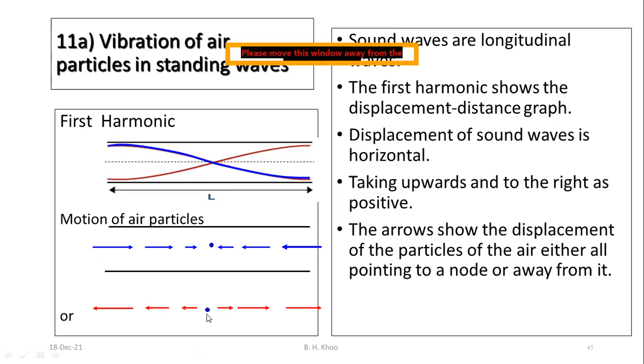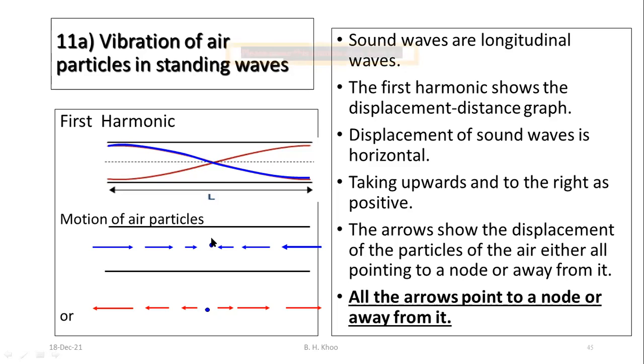All of them moving away from the node. This one, all of them moving towards the node. They are vibrating, right? They are changing. This is just for a particular instant, that's all. Right? All arrows point to a node or away from it.